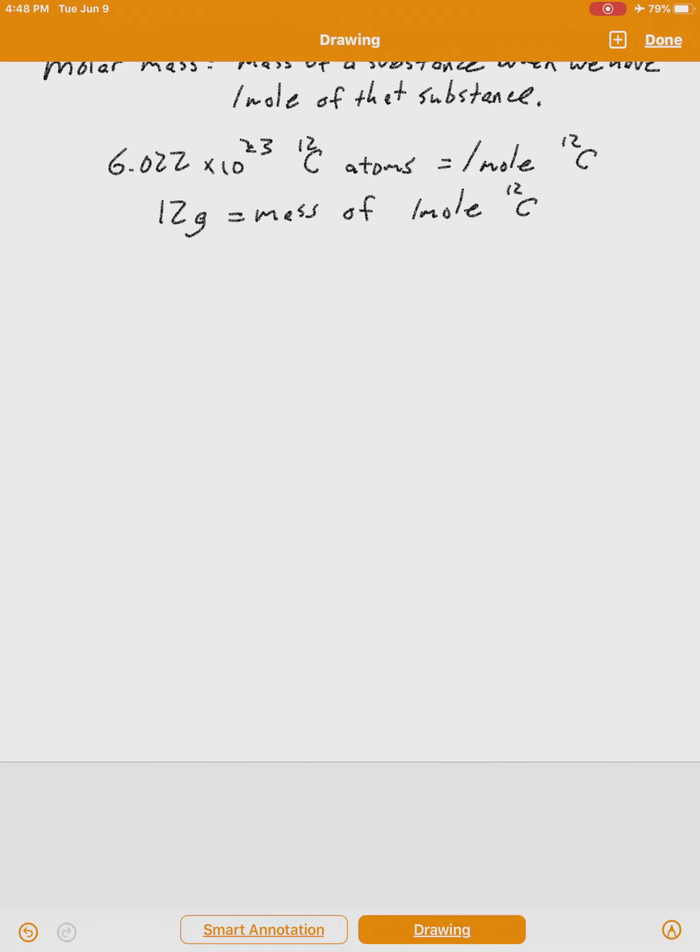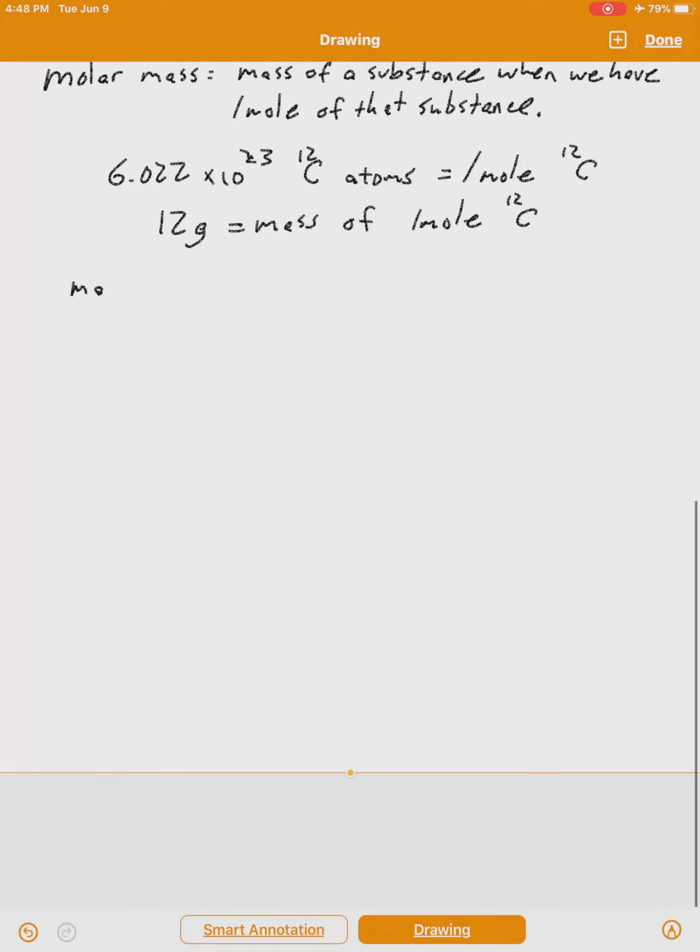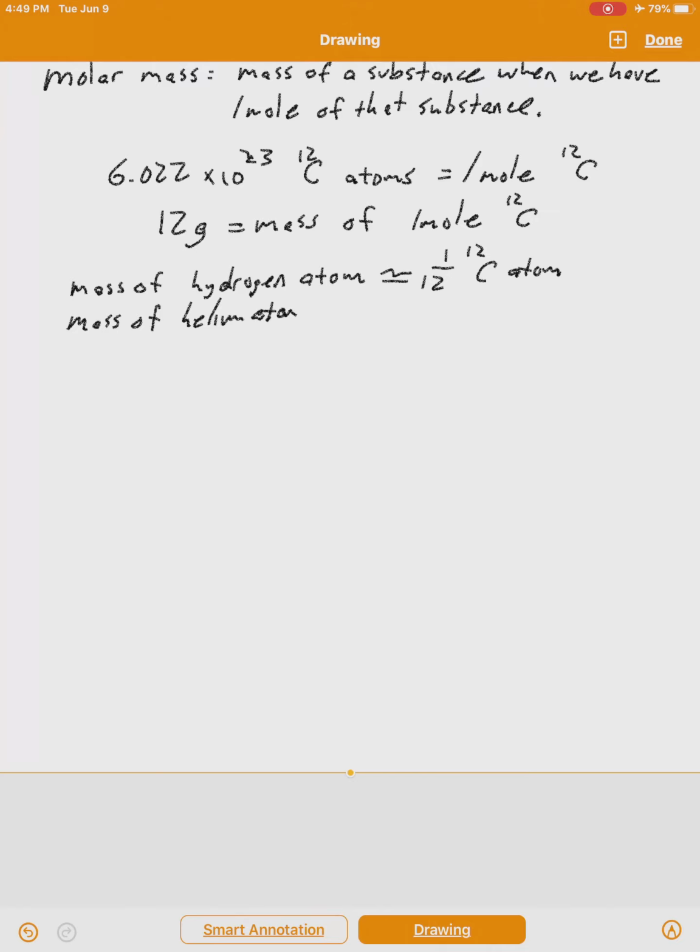So here's what we do. If you look at the mass of the hydrogen atom, it's approximately a 12th of a carbon-12 atom. Okay, it's not exactly a 12th, but it's pretty close. It's like within 1% of that. And if you look at the mass of a helium atom, it's approximately a 1/3 of a carbon-12 atom. Approximately a 1/3. So what we do is we use the periodic table to catalog these masses.